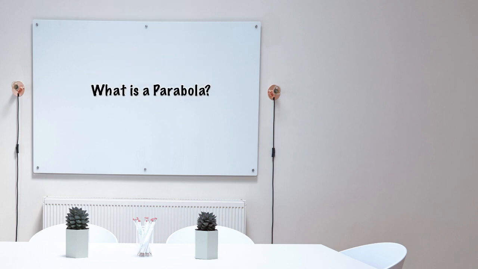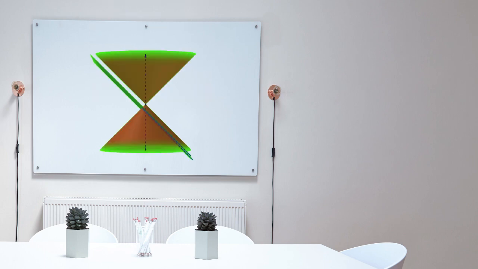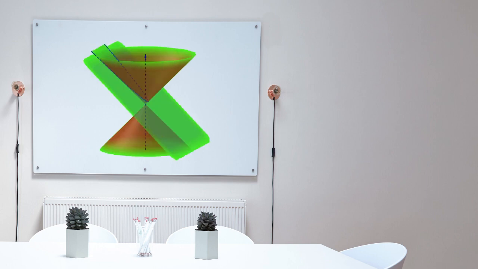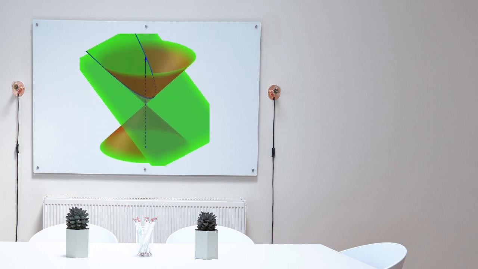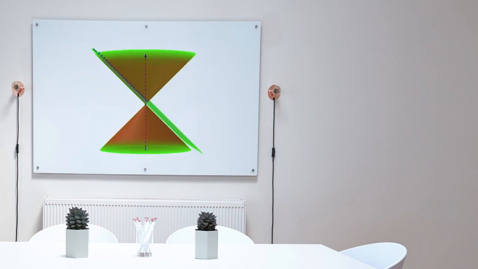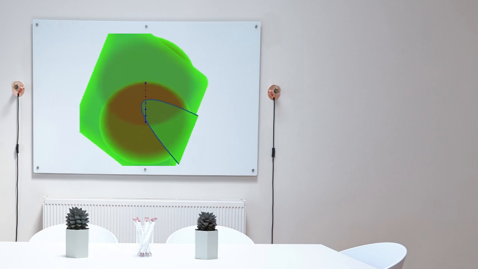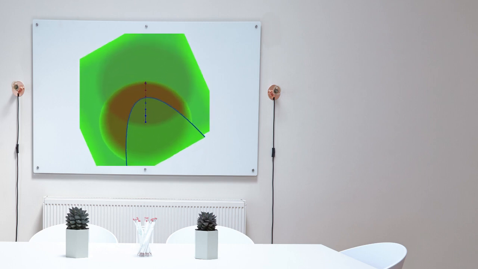What is a parabola? In our previous discussion on conic sections, when a plane intersects a double right circular cone in such a way that the angle between the axis and the plane is equal to the vertex angle, then a parabola is formed.